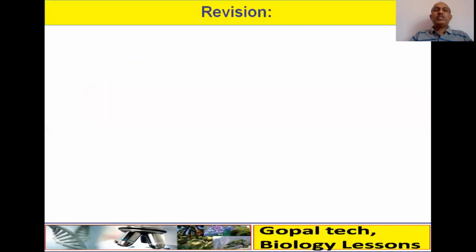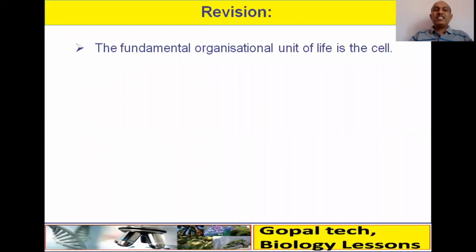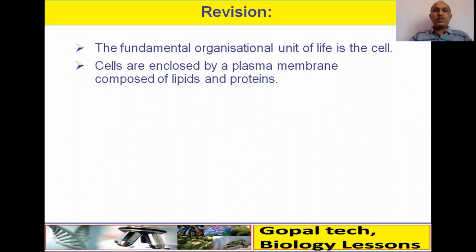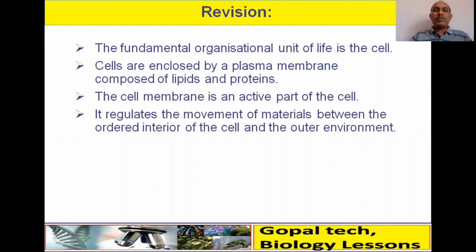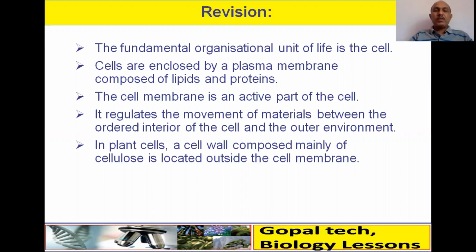Revision. The fundamental organizational unit of life is the cell. Cells are enclosed by a plasma membrane composed of lipids and proteins. The cell membrane is an active part of the cell that regulates the movement of materials between the ordered interior of the cell and the outer environment. In plants, the cell wall is composed mainly of cellulose and is located outside the cell membrane.